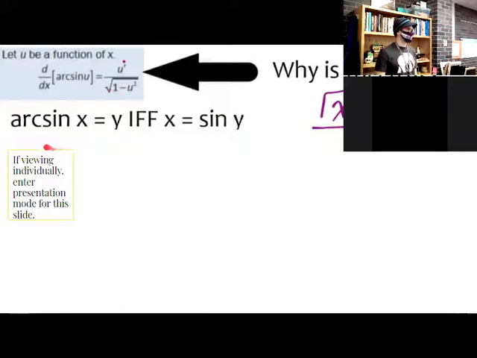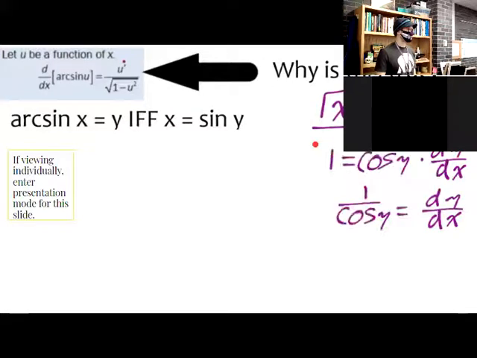Arc sine of x is equal to y if and only if x equals sine of y. So let's start with x equals sine of y. If I take the derivative of both sides with respect to x, on the left-hand side I get 1. On the right-hand side, I get cosine of y times dy/dx.